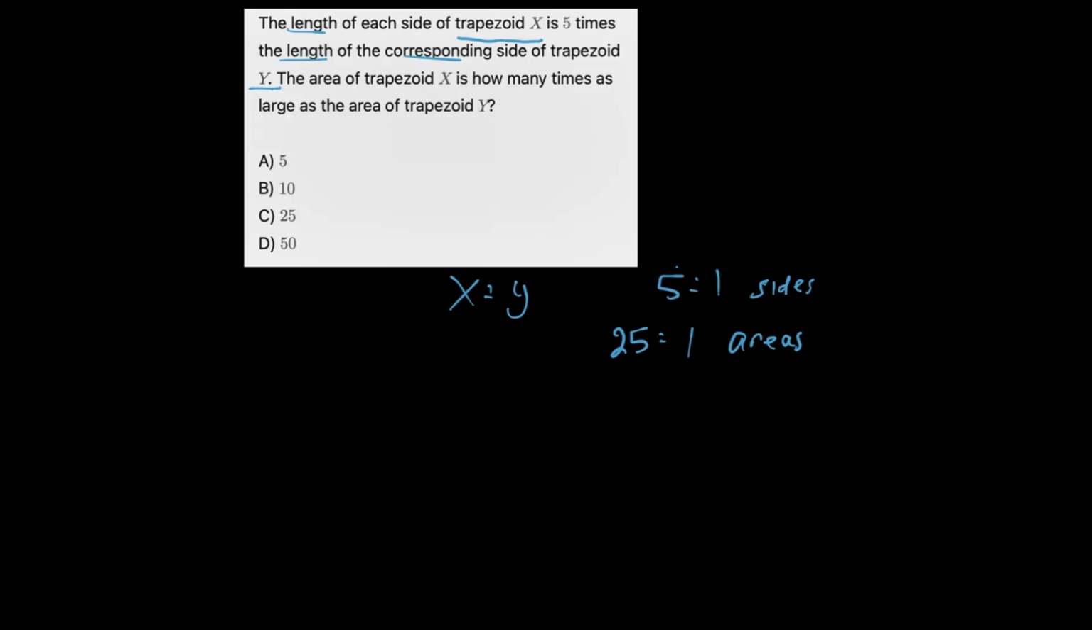Now, on these questions, it's just important to keep track of which is which. So if X is the one that has the 5 and Y is the one that has the 1, now we know the areas are in a ratio of 25 to 1, with the X being 25 times the Y. And that's answer choice C here.